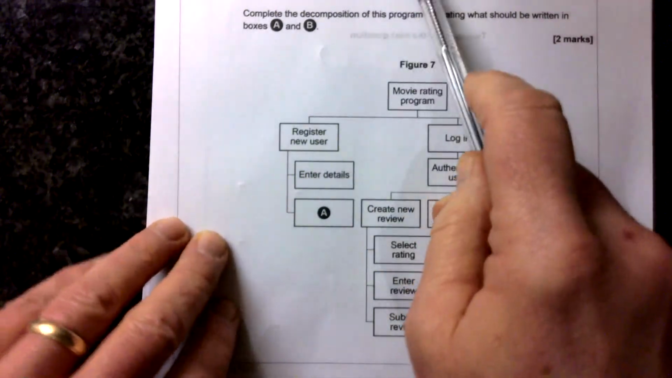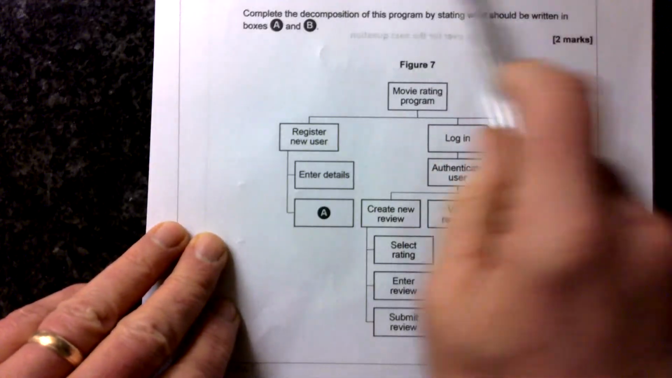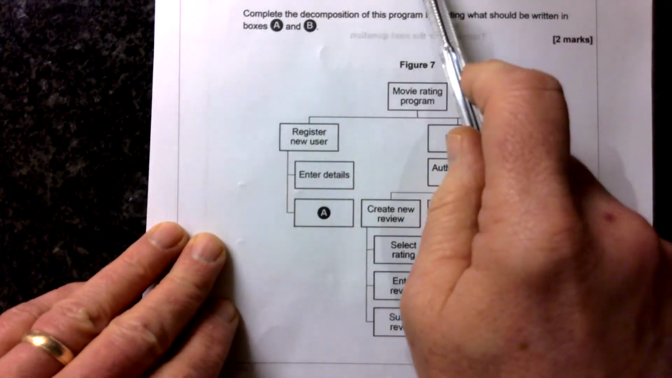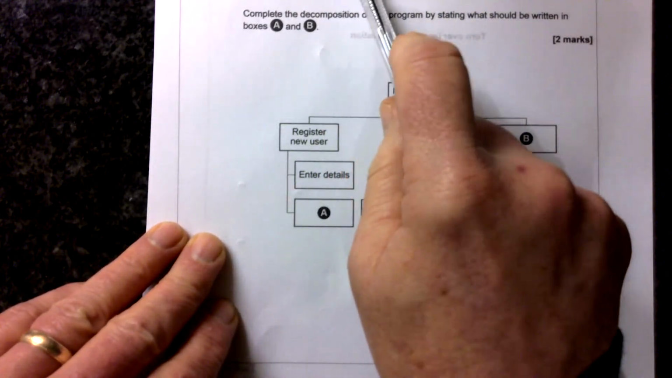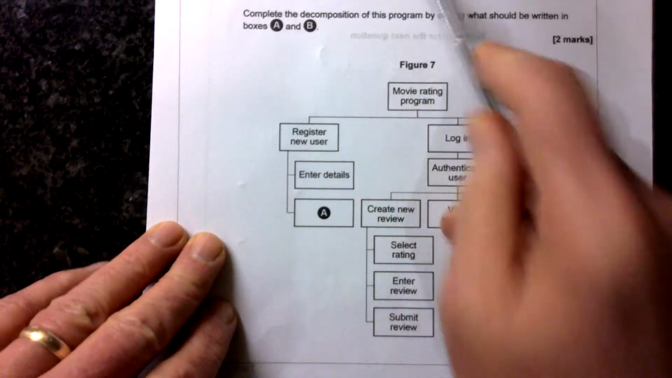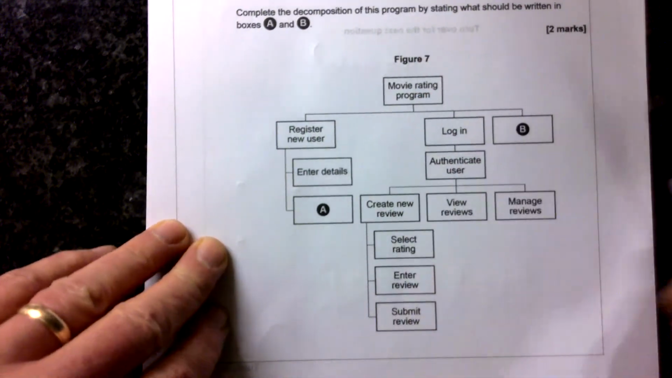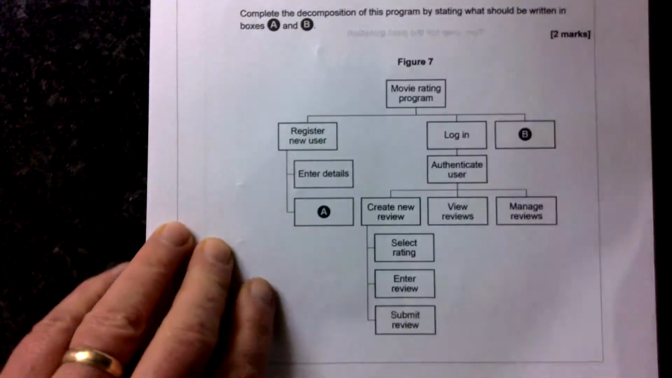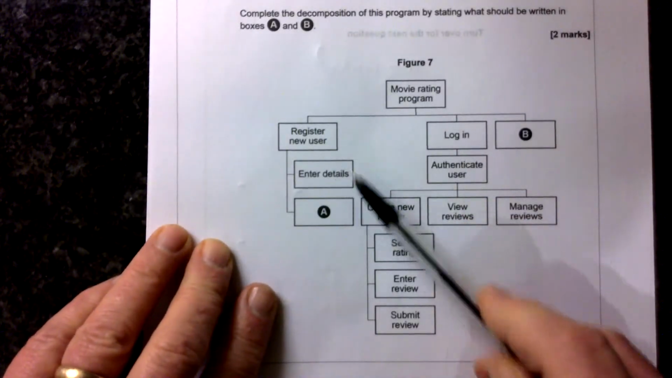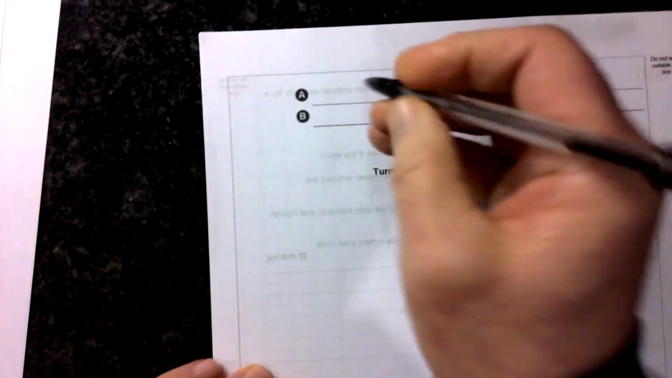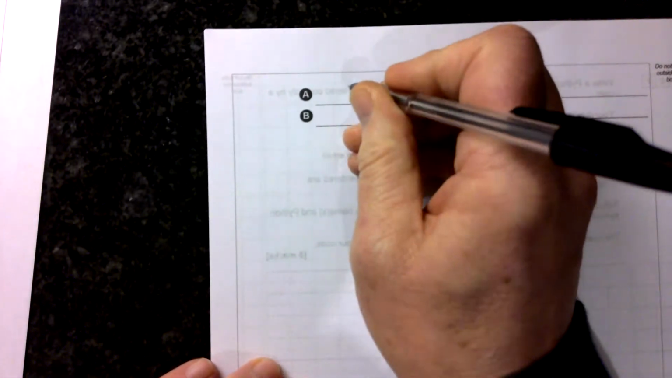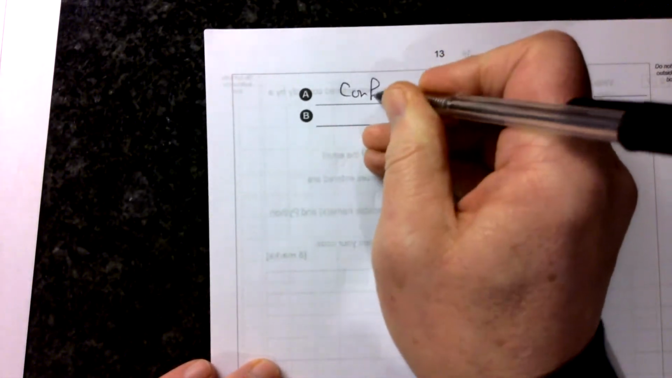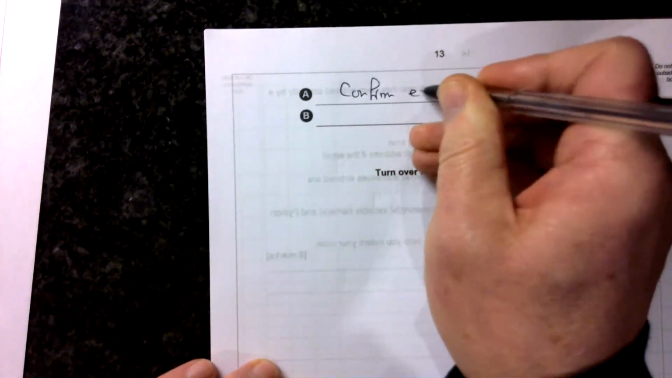Well, we were told there were 3 stages: register, log in, log out. B is log out. And when registering, we were told enter details and confirm email address. Right, so that was nice and easy. So A was confirm email address.